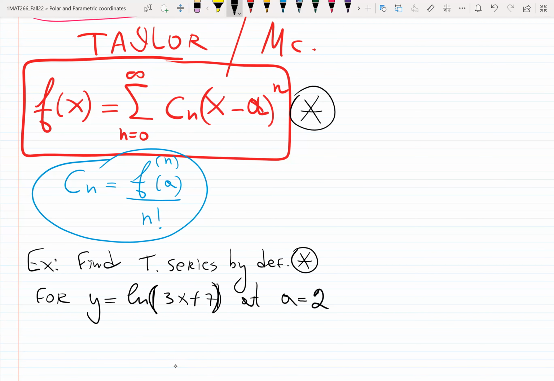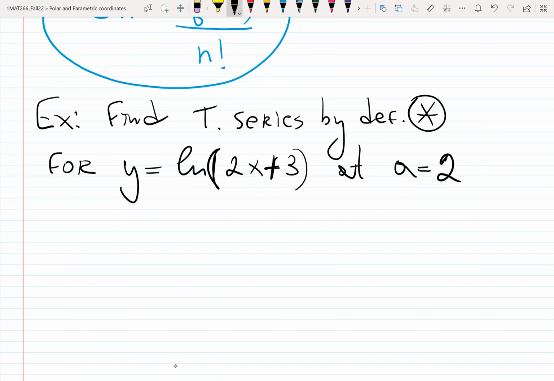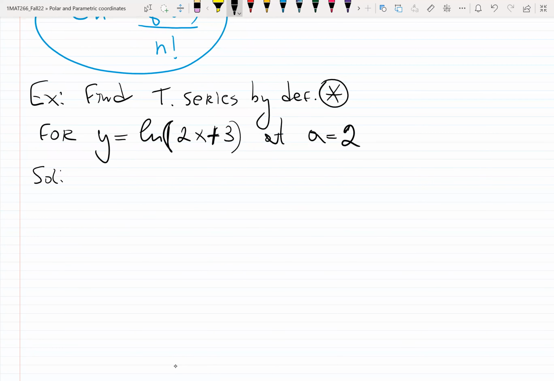Actually, I don't like it being 3x. Too much calculation. Let's do 2x plus 3. There's a reason why I'm choosing this. It's not random, I promise. Solution. By definition means you cannot use the previous formulas, and you cannot use them anyway, because a is not 0. If it's 2, everything is messed up.